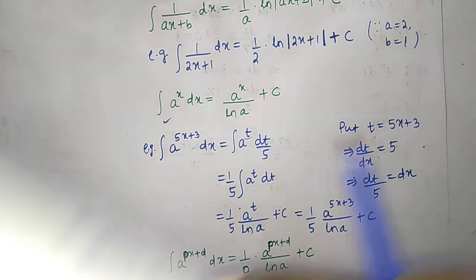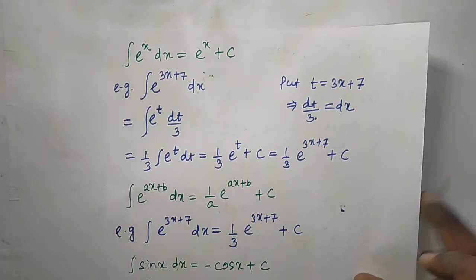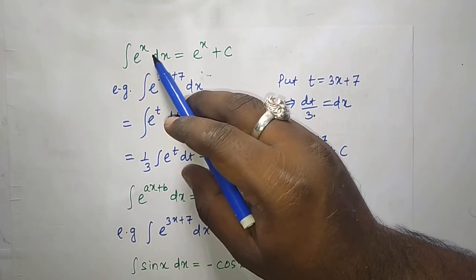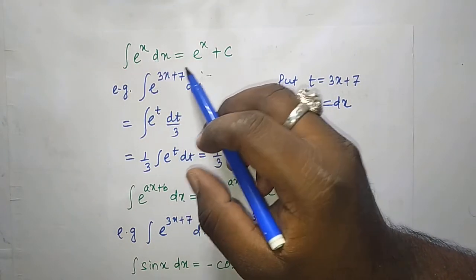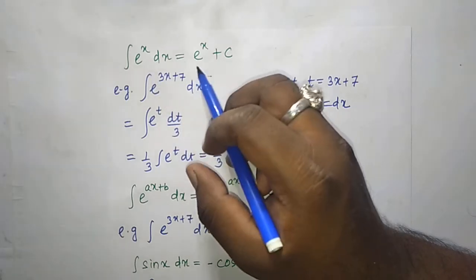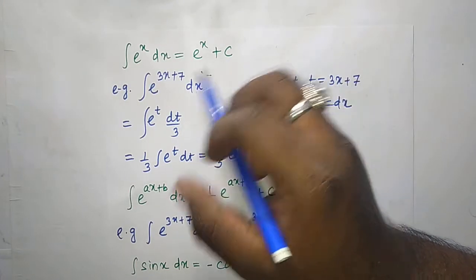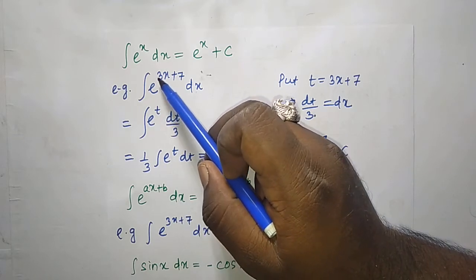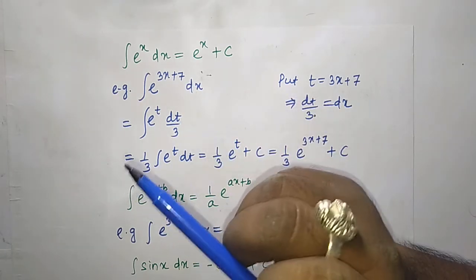Okay. Similarly, another example here, integration of e to the power x is there. Integration of e to the power x is what? E to the power x plus c. Okay. Now take an example. Integration of e to the power 3x plus 7 is given.